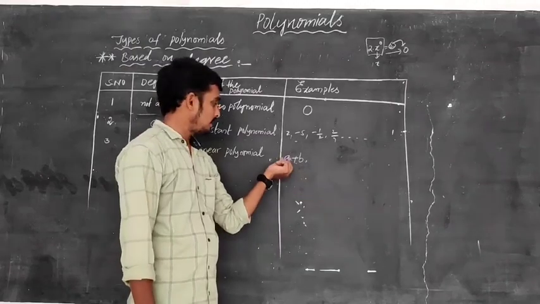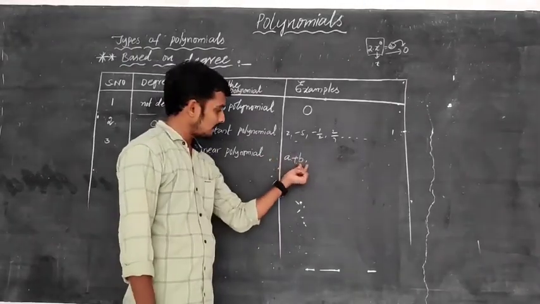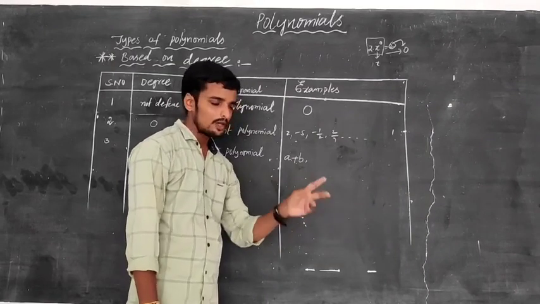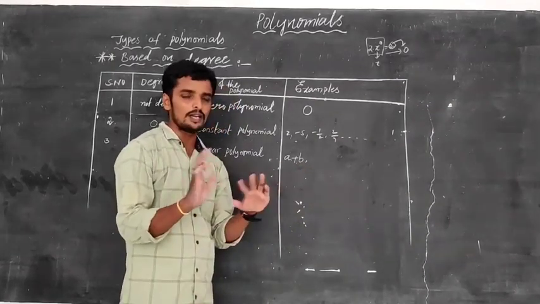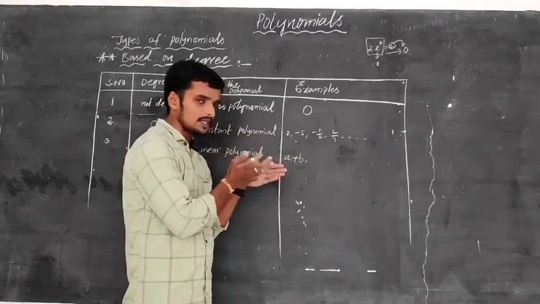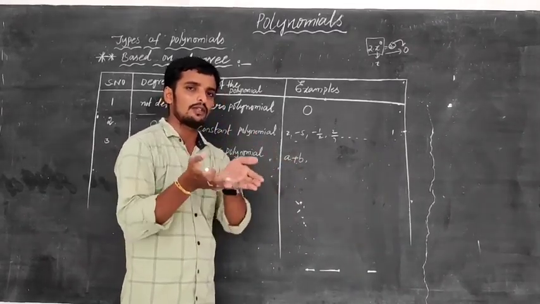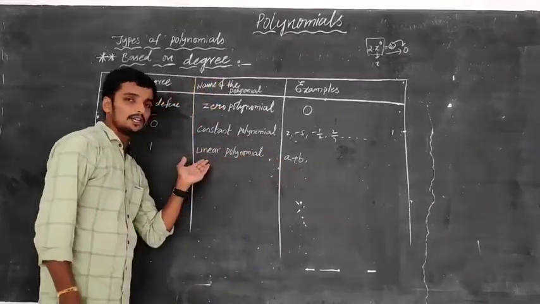How can we find the degree? The degree of a is 1. The degree of b is 1. Can we add them, 1 plus 1 equals 2? No. This is a binomial. We find the degree term by term. The degree of the first term a is 1. The degree of the second term b is 1. Both are equal, so the degree of the polynomial is 1. Then it is a linear polynomial.